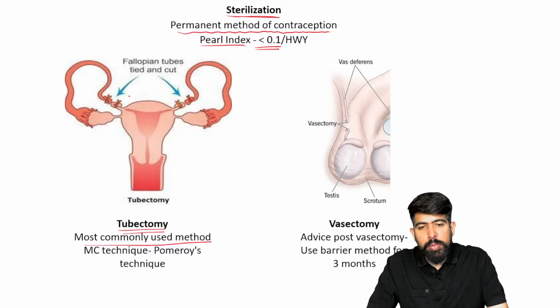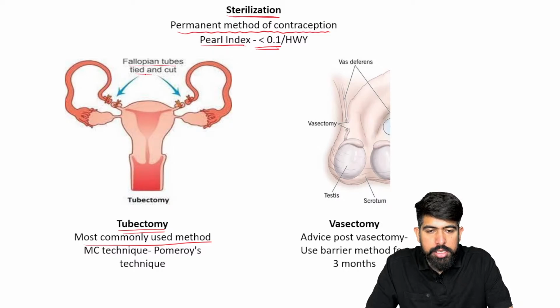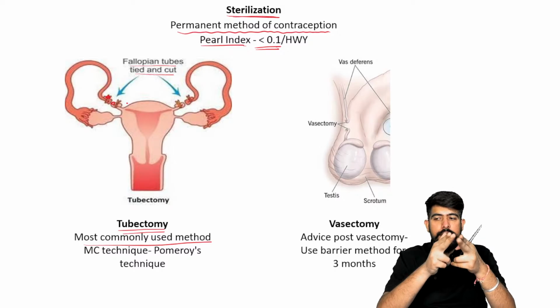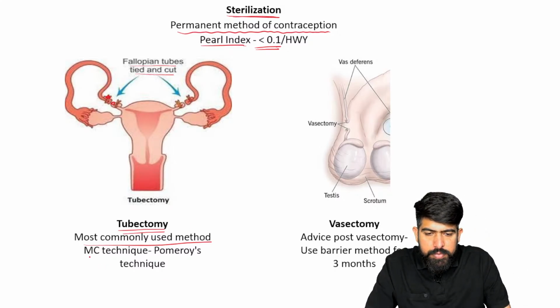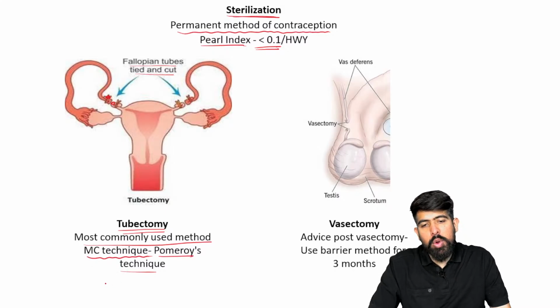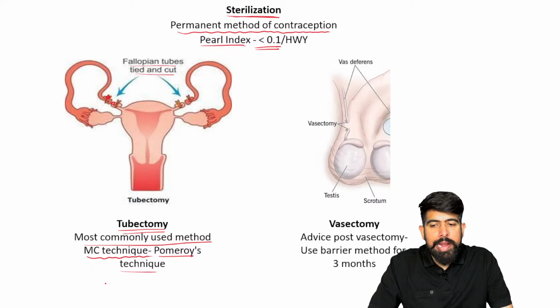What we are doing, this fallopian tube is cut and tied together. It is cut into two different parts and tied differently there. This is the most common technique used, your Pomeroy's technique, and this is known as the tubectomy.